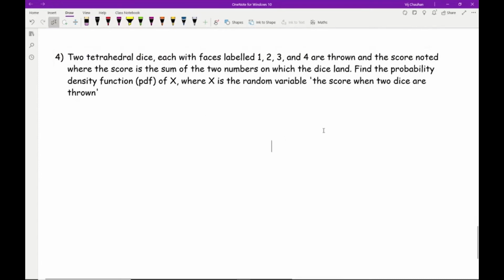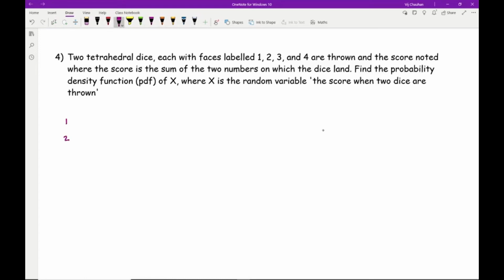So here we've got two tetrahedral dice, each with faces labelled 1, 2, 3 and 4, which are thrown, and the scores are noted, where the score is the sum of the two numbers on which the dice land. Find the probability density function of X, where X is a random variable, the score when the two dice are thrown. So here what we're trying to do is find the probability density function, not the probability distribution. First things first, we need to find out what possible values we can get.